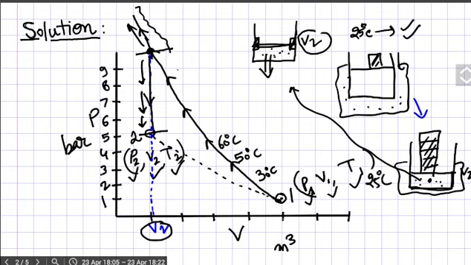So this is the path you have traced on the PV diagram, and in the next lecture I will explain it more, I will do the numerical part, and you can also do it yourself.